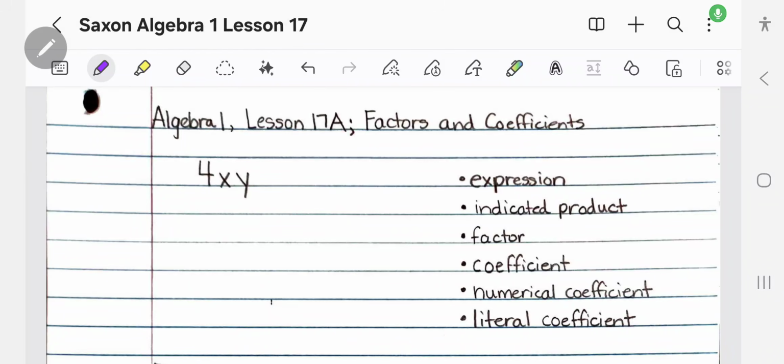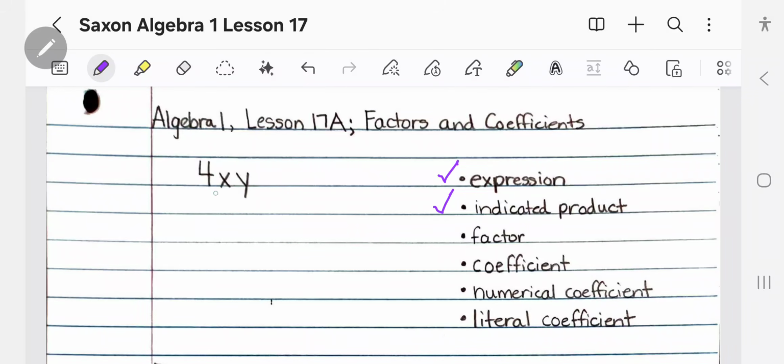This is Algebra 1, Lesson 17a, Factors and Coefficients. Let's look at this expression here, and we'll talk about the words from the lesson over to the right. I just called it an expression. We've talked about those before, and it does indicate a product, a multiplication.